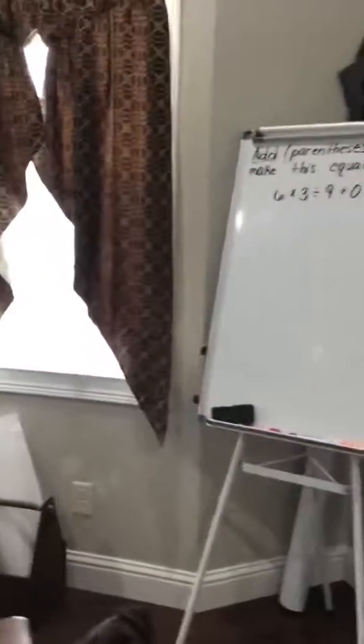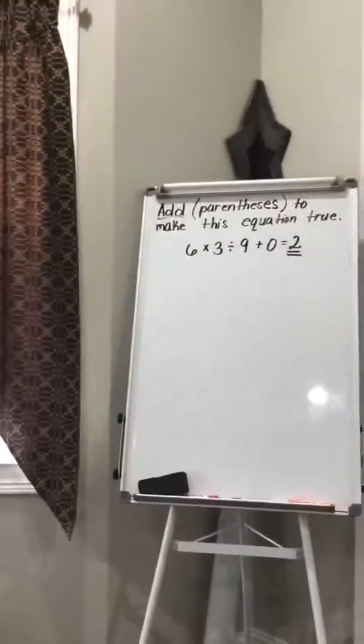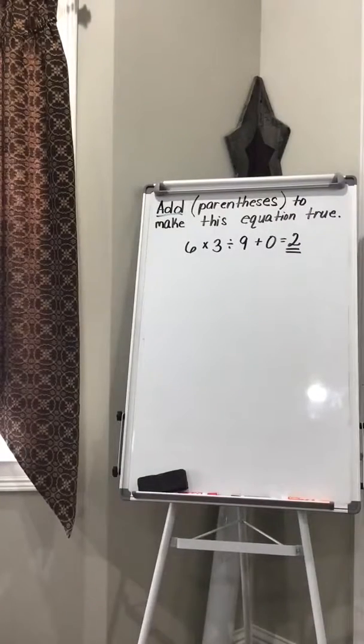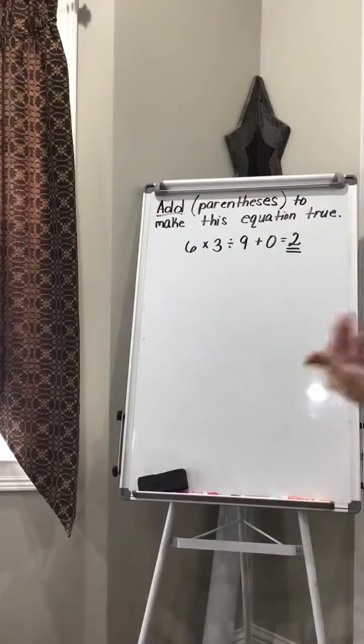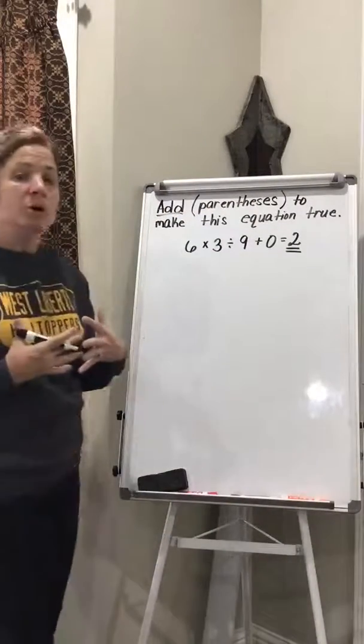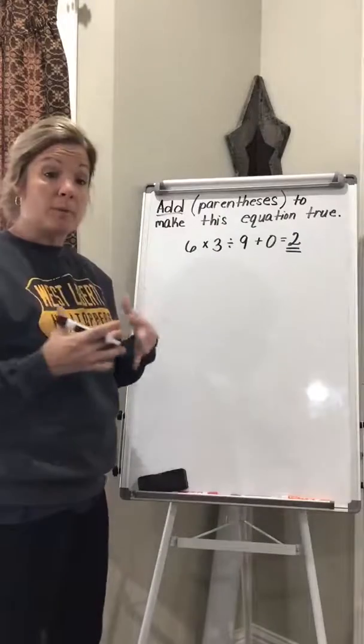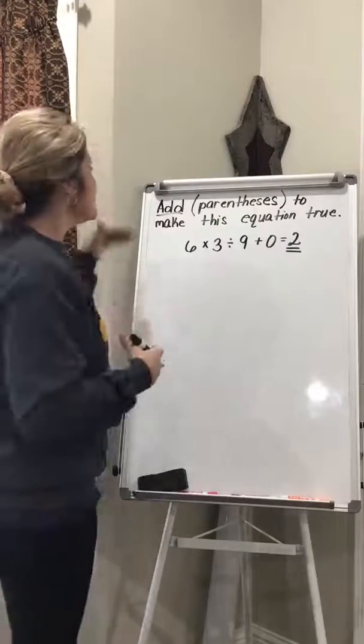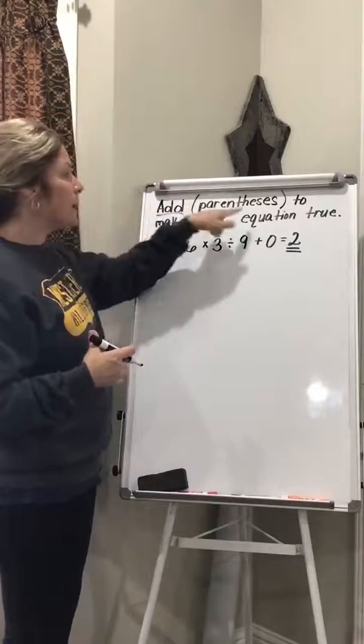So yesterday we looked at our strategy called GEMS, and we call it GEMS because we're working with numbers and operations and following a specific order to solve a problem with numbers and operations. Today our task is add parentheses.